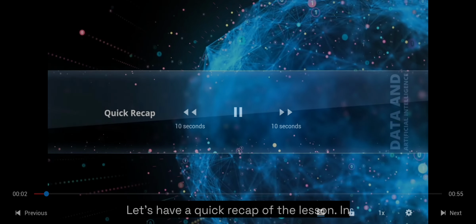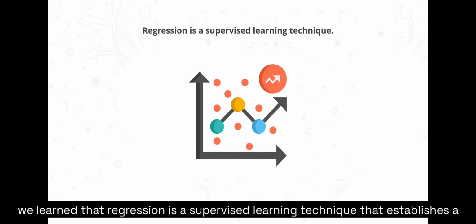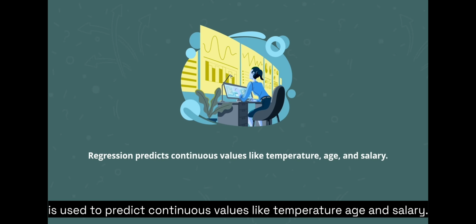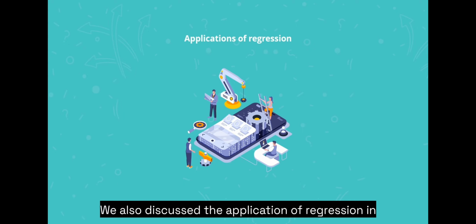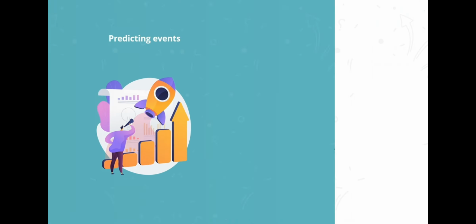Let's have a quick recap of the lesson. In this lesson, we learned that regression is a supervised learning technique that establishes a relationship between a dependent variable y and an independent variable x. It is used to predict continuous values like temperature, age, and salary. We also discussed the application of regression in the oil and gas industry and in predicting events.